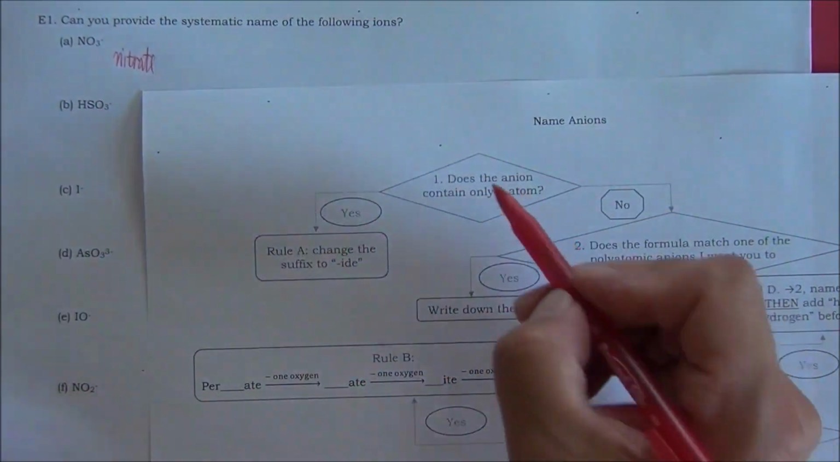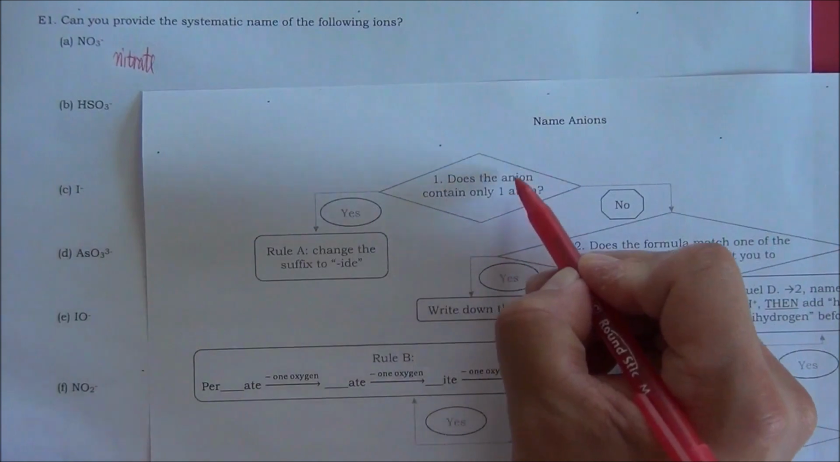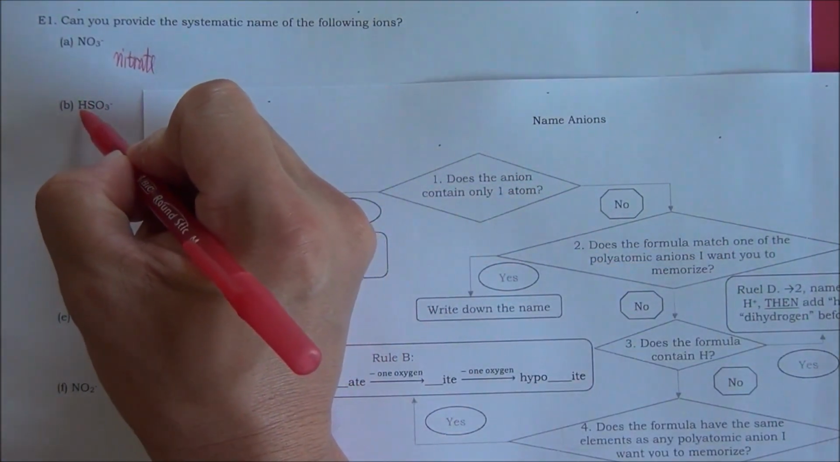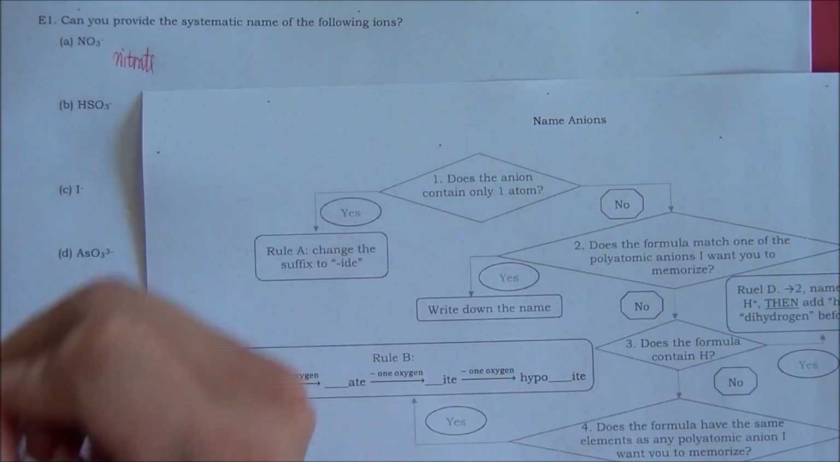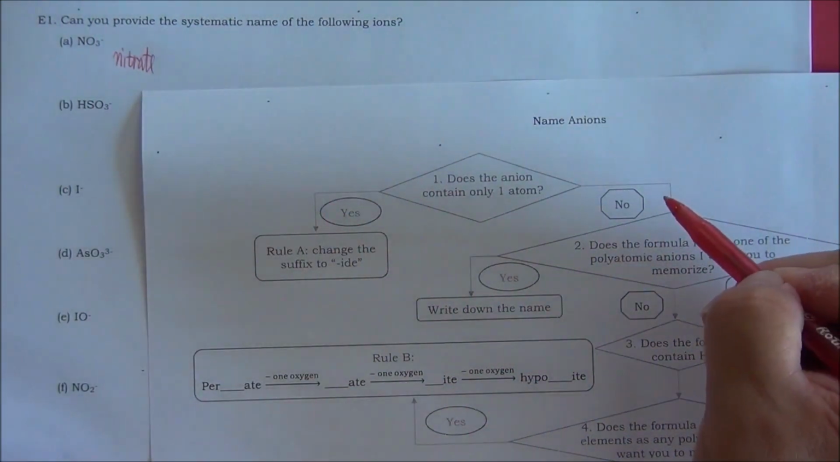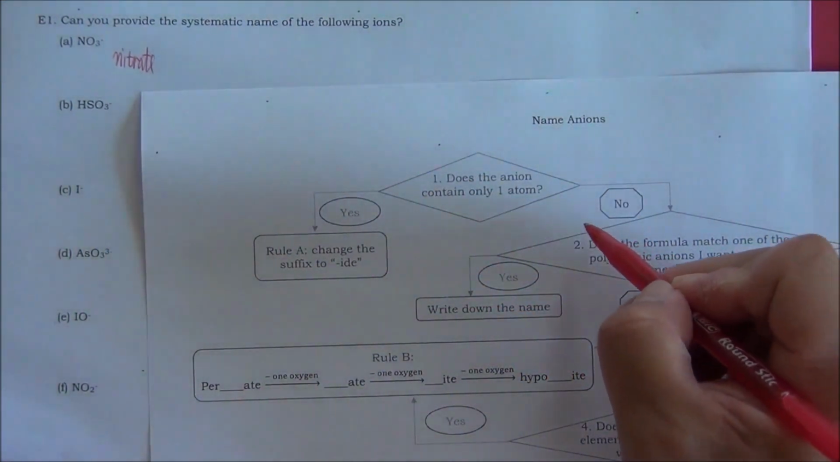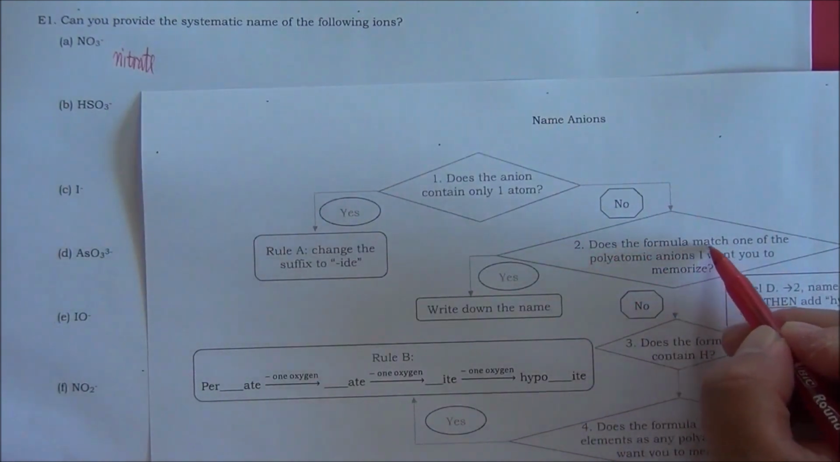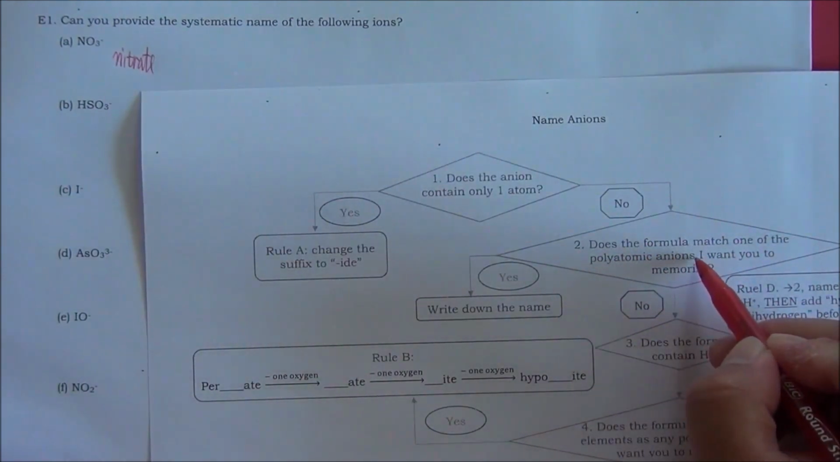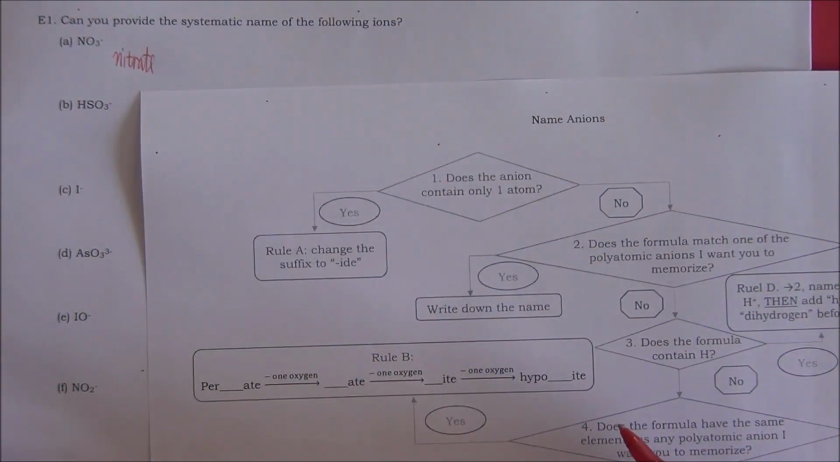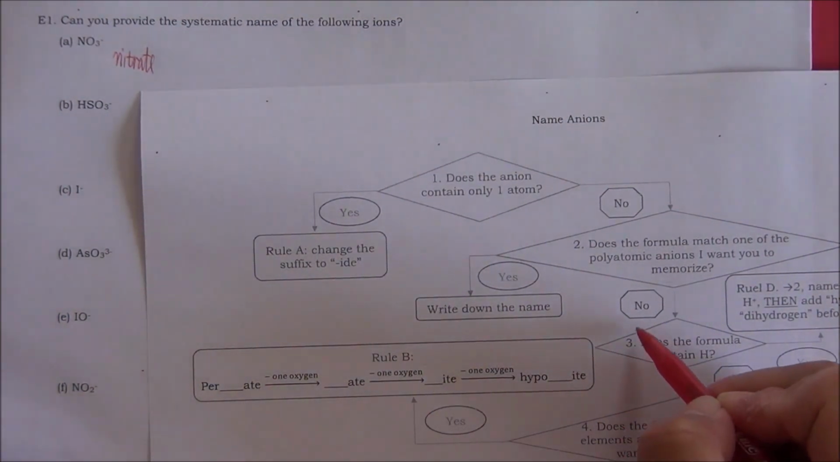HSO3-. Step 1. Does the anion contain only one atom? The answer is no, because it contains 1 plus 1 plus 3 equal to 5 atoms. Therefore, the answer is no to question number 1. Then we need to proceed to step 2. Does the formula match one of the polyatomic anions I want you to memorize? The answer is no after you go over the 15 polyatomic anions in your brain. Then, according to the flowchart, we need to proceed to step 3.